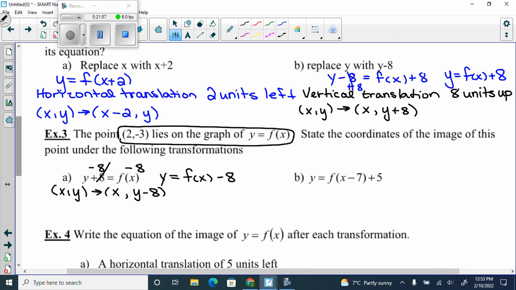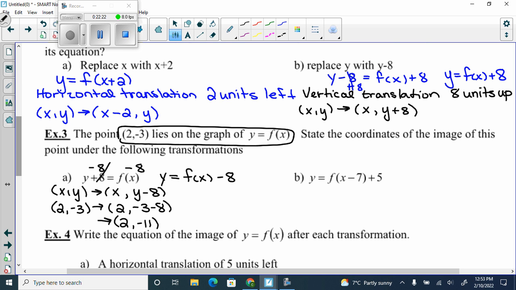Once I have mapping, the rest of the question is really easy. I just plug the point in. So (2, -3) becomes (2, -3 minus 8). So my new point is at (2, -11). Now people might say, why do I have to use mapping when it's this easy? Because it's not going to always stay this easy. But we can check it.